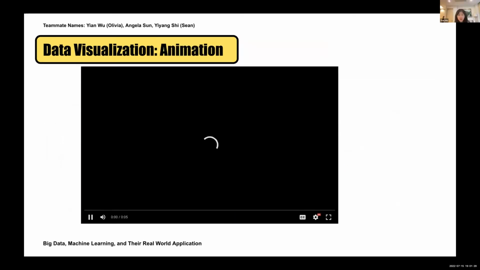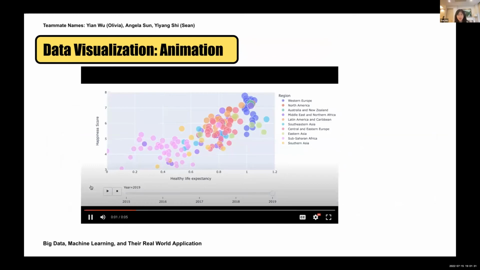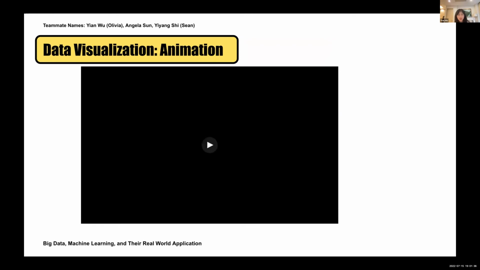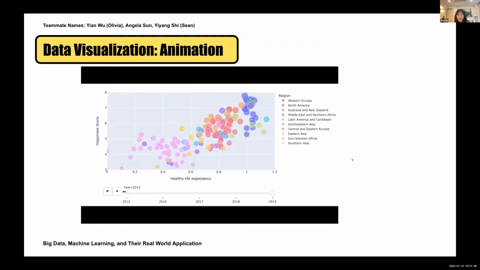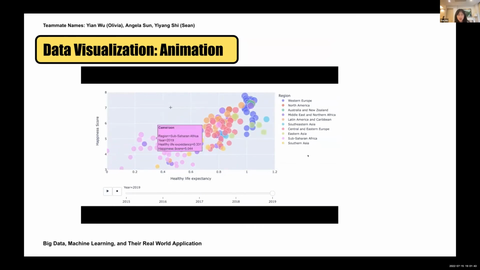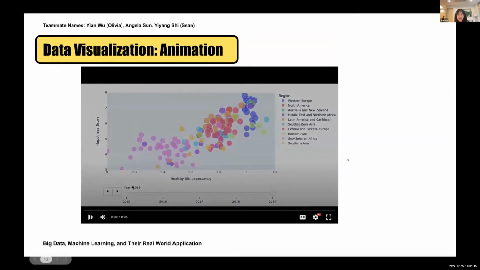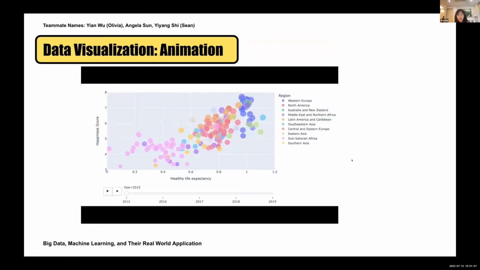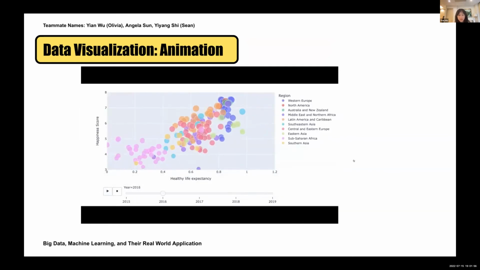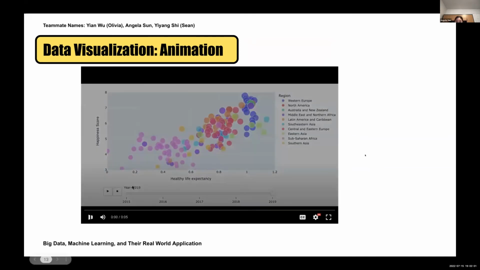So this animation displayed the trend of healthy life expectancy in different regions from 2015 to 2019. As seen, the healthy life expectancy gradually decreased from 2015 to 2017 until it steadily rose again in 2018. Moreover, the countries in Western Europe tend to have better healthcare, and partially due to that, they have higher happiness. However, sub-Saharan Africa has a lower life expectancy and therefore a lower happiness score.